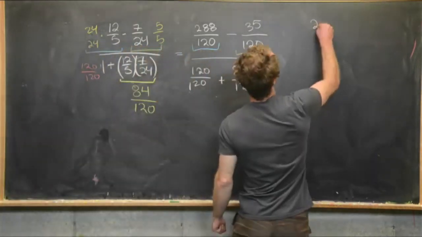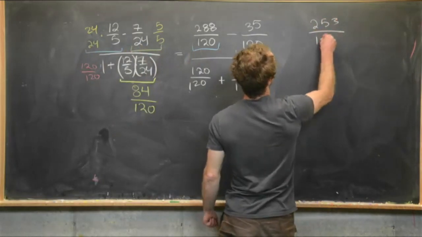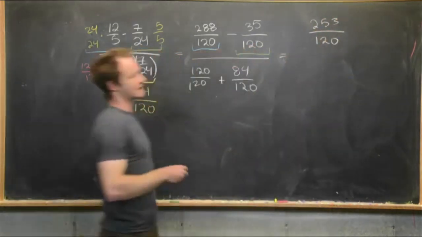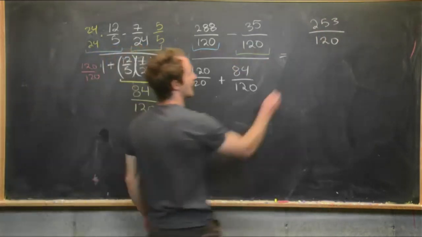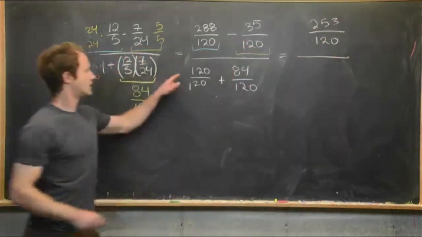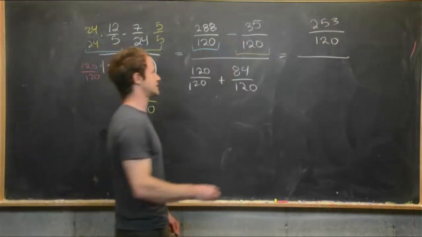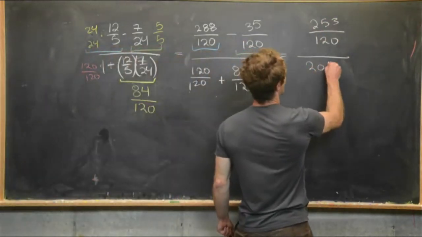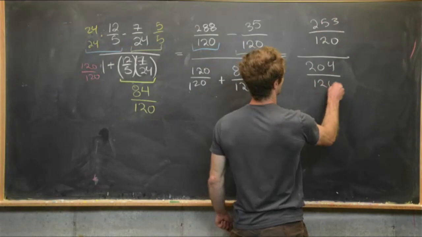253. So we've got 253 over 120. So that's what we get for the numerator. And then the denominator will have 120 plus 84. So that's going to be 204 over 120.